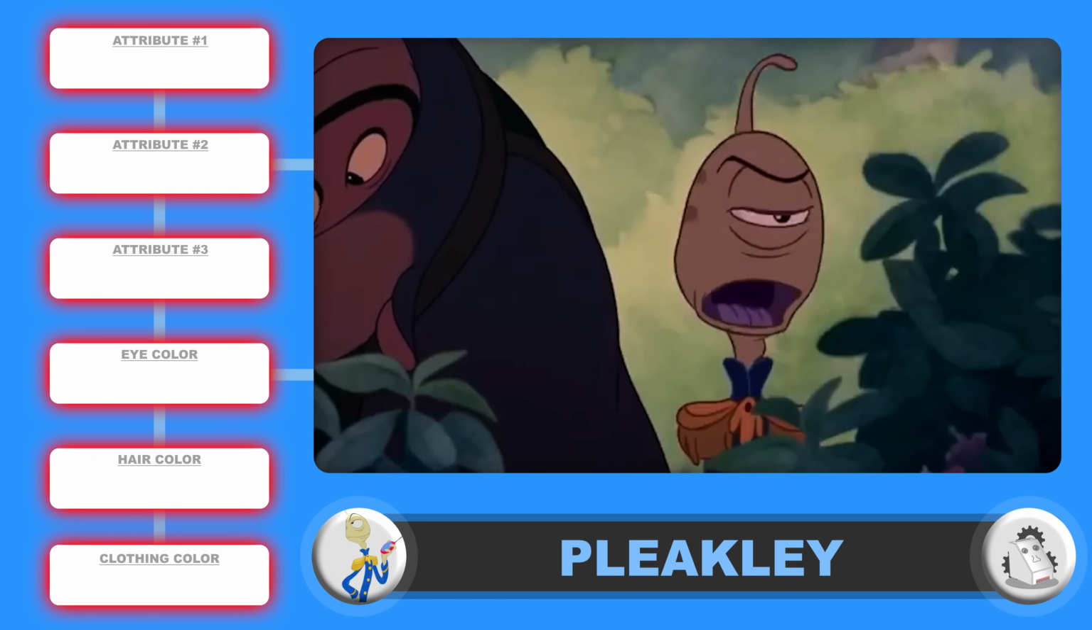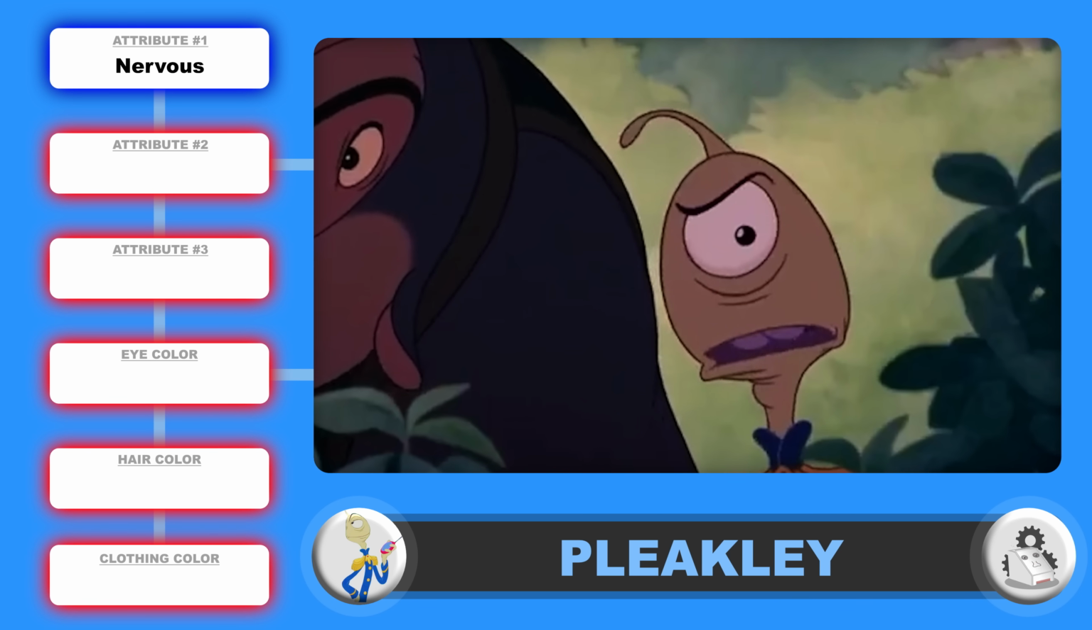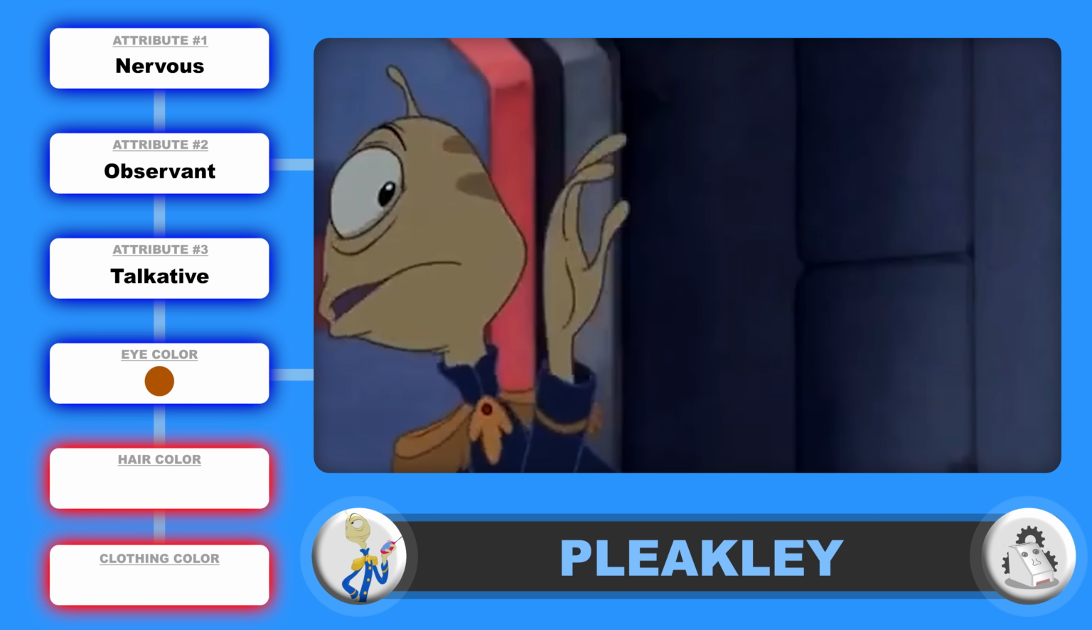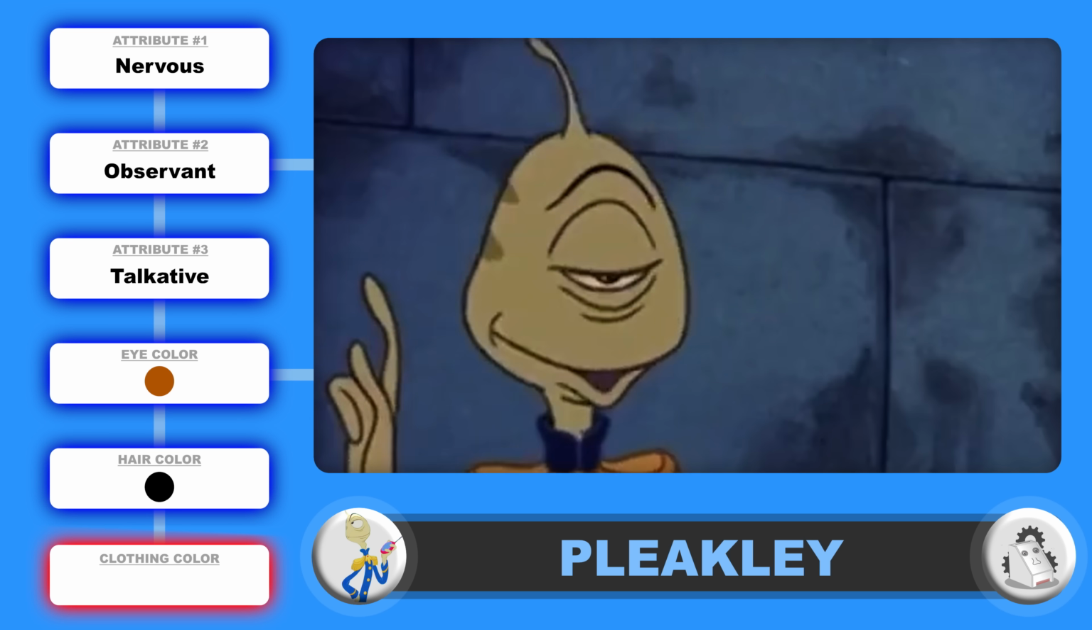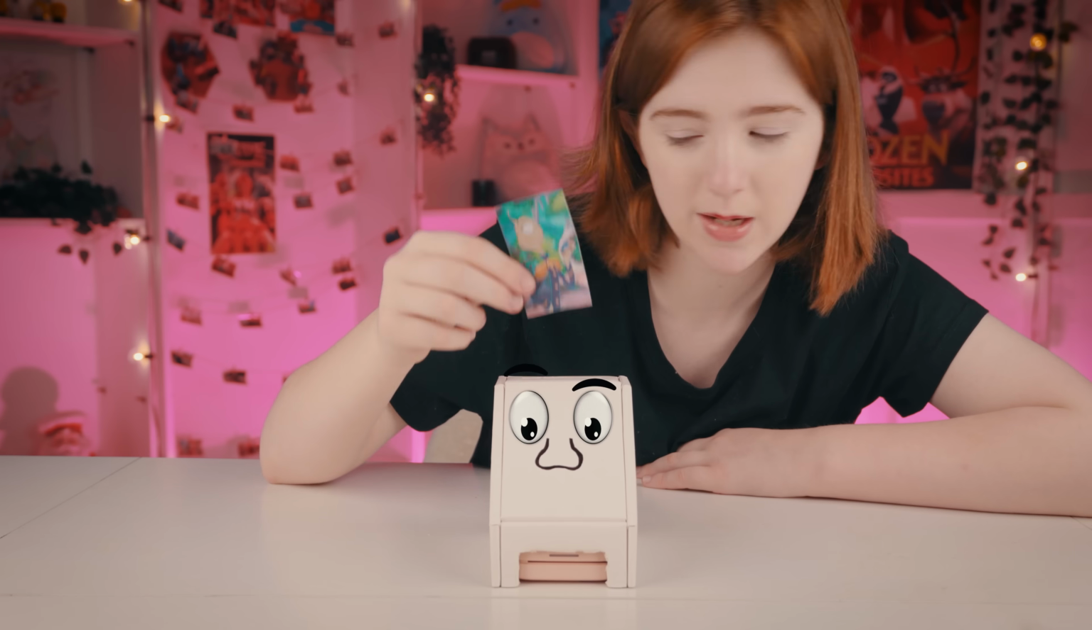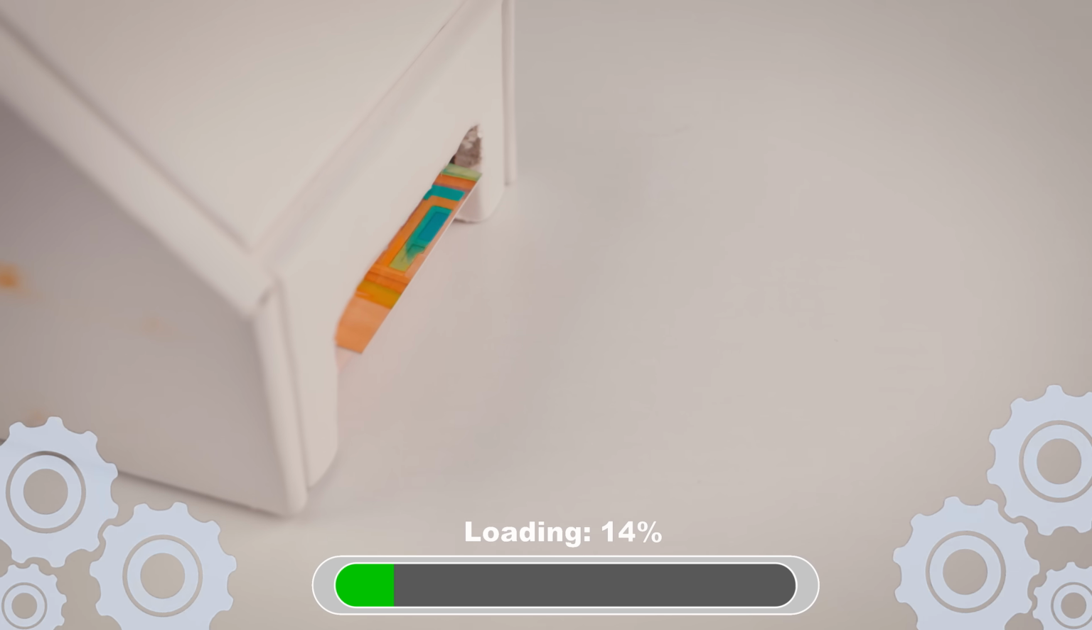Next is Pleakley. Craig, I'm sorry, but can you research Pleakley? I need to know like every detail about him. Pleakley's first attribute is nervous, his second is observant, and his third is talkative. His eye color is brown, he has no hair, and his key clothing color is royal blue. Craig, take these attributes and colors and make Pleakley into an animal. I have a feeling he's gonna be kind of adorable.